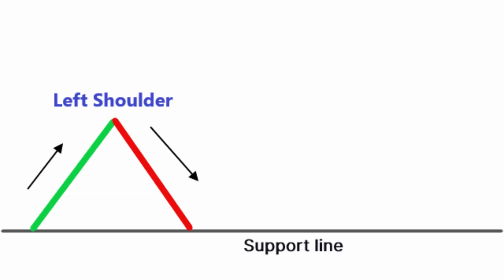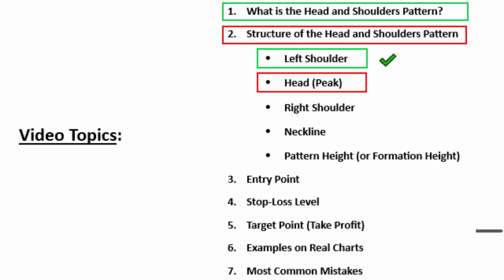During the formation of the left shoulder, volume often increases at the beginning of the move, decreases as the price reaches the peak, and may rise again as the price drops. In short, the price moves up and creates a top. That top is the left shoulder in the structure of the head and shoulders pattern.